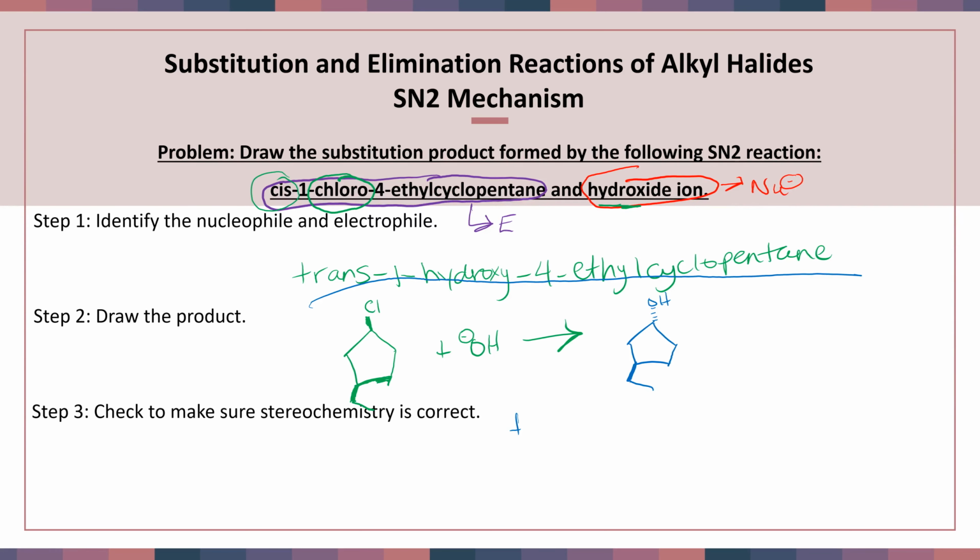We check to make sure that the stereochemistry is correct. This one is pretty simple. We know that we started off with a product that was cis. We know that it's cis because this group and this group, they're both coming towards us, or coming out of the plane of the page. And so our final product has to be trans, and that's what we see. We have our hydroxyl group pointing away from the plane of the page, or away from us, and we have our ethyl group pointing towards us. That's trans.